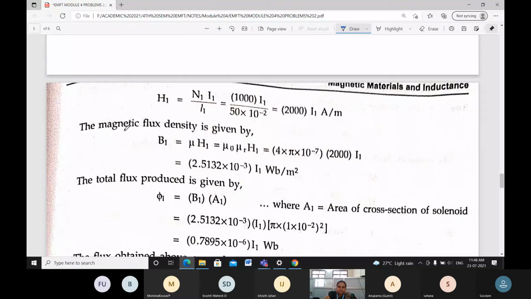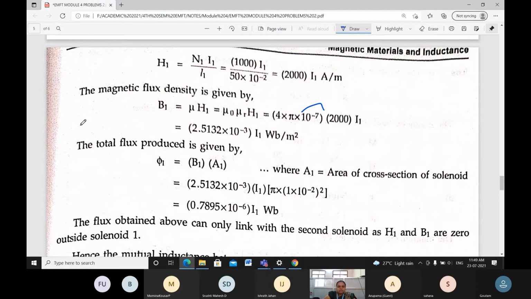Then we know the magnetic flux density, B1 is going to be mu times H1. Substitute here, considering air as the medium. For that reason mu R is going to be equal to 1. Then we know mu naught is 4 pi into 10 raised to minus 7. Then our H1 is 2000 times I1. Just multiply here, you will get 2.5132 into 10 raised to minus 3 I1 Webers per meter square.